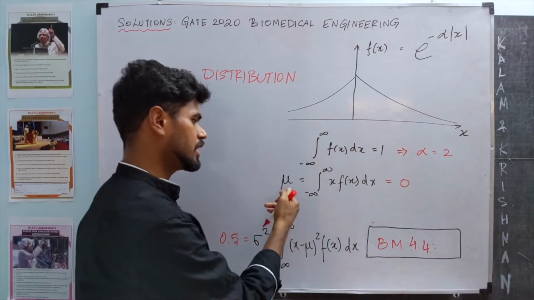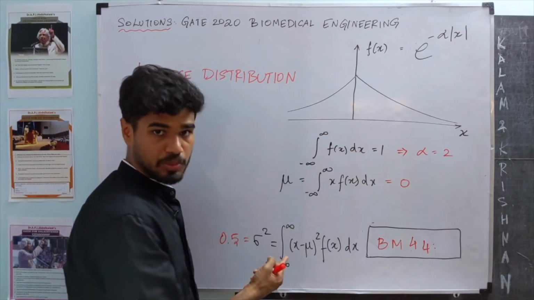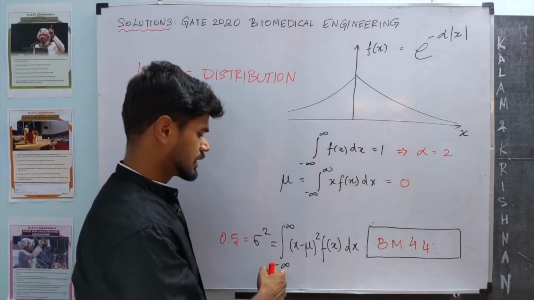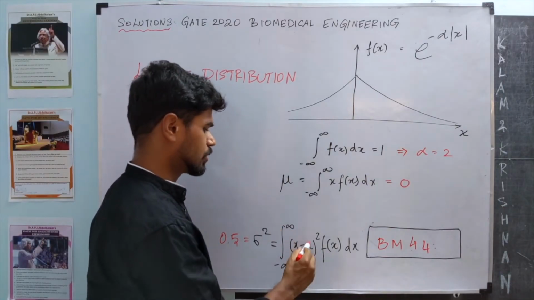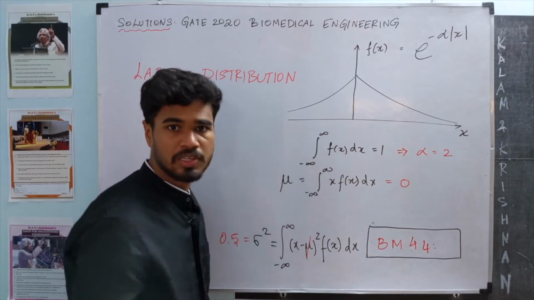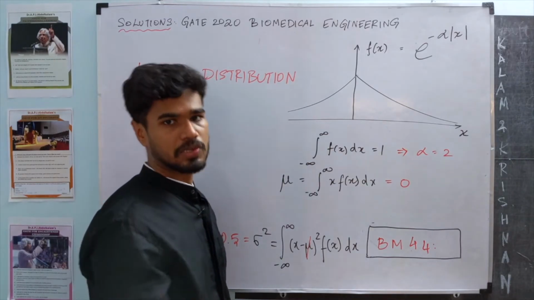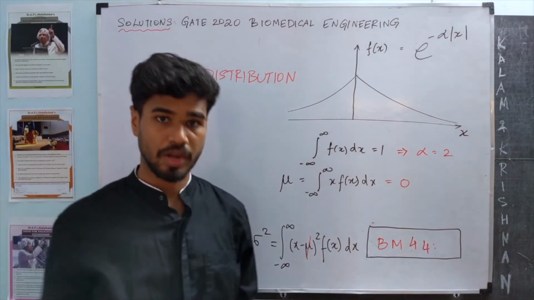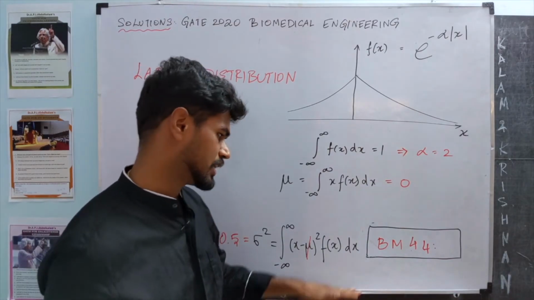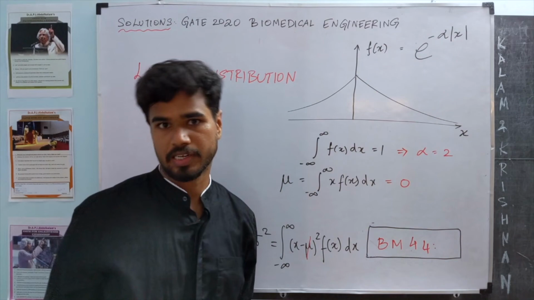Third thing, once you know the mean, you can calculate the variance, sigma square, which is the integral from minus infinity to infinity of (x minus mu) square f of x dx. You know mu is 0, so calculate this integral using integration by parts twice or thrice, and you can find that value to be 0.5. But we don't have time to do all this, especially this integration by parts in a GATE exam.